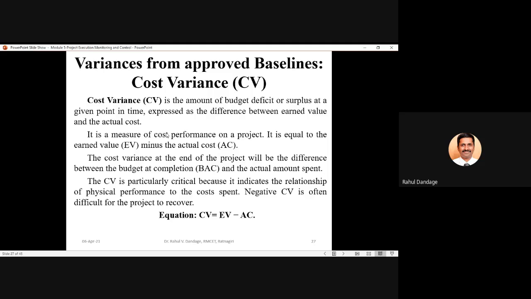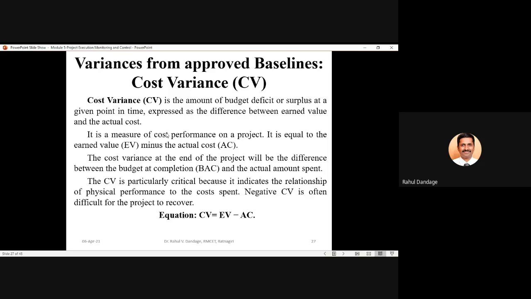This cost variance we can calculate at intermediate stages in the project life cycle, and also at the end of the entire project. This cost variance is a measure of cost performance of any project, and it is equal to earned value EV minus actual cost AC. The cost variance at the end of the project will be the difference between budget at completion and actual amount spent. So when we complete your project and calculate the cost variance at the end, then EV will be nothing but the budget at completion.